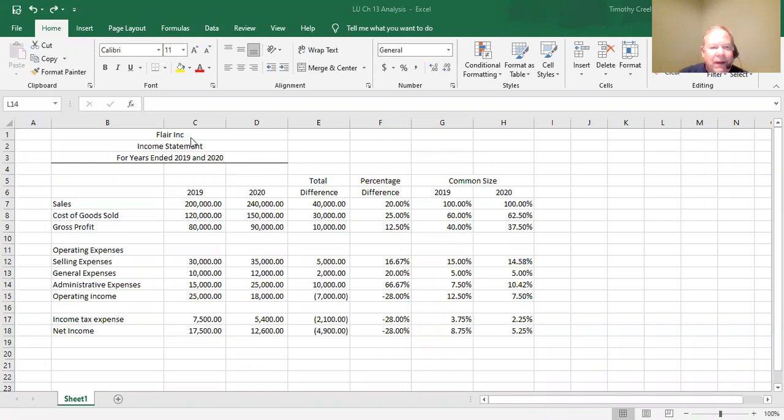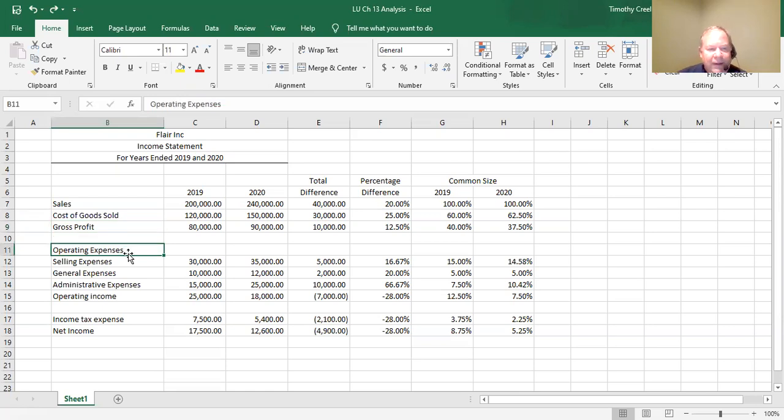Okay, so I started here. I created a little income statement, and it's for 2 years. It's for 2019 and 2020. And I have the normal accounts. I have sales. You remember is a revenue. Cost of goods sold would be the cost of the items that were sold, and gross profit, or sometimes you'll see it as gross margin, would be basically the markup on the goods that were sold.